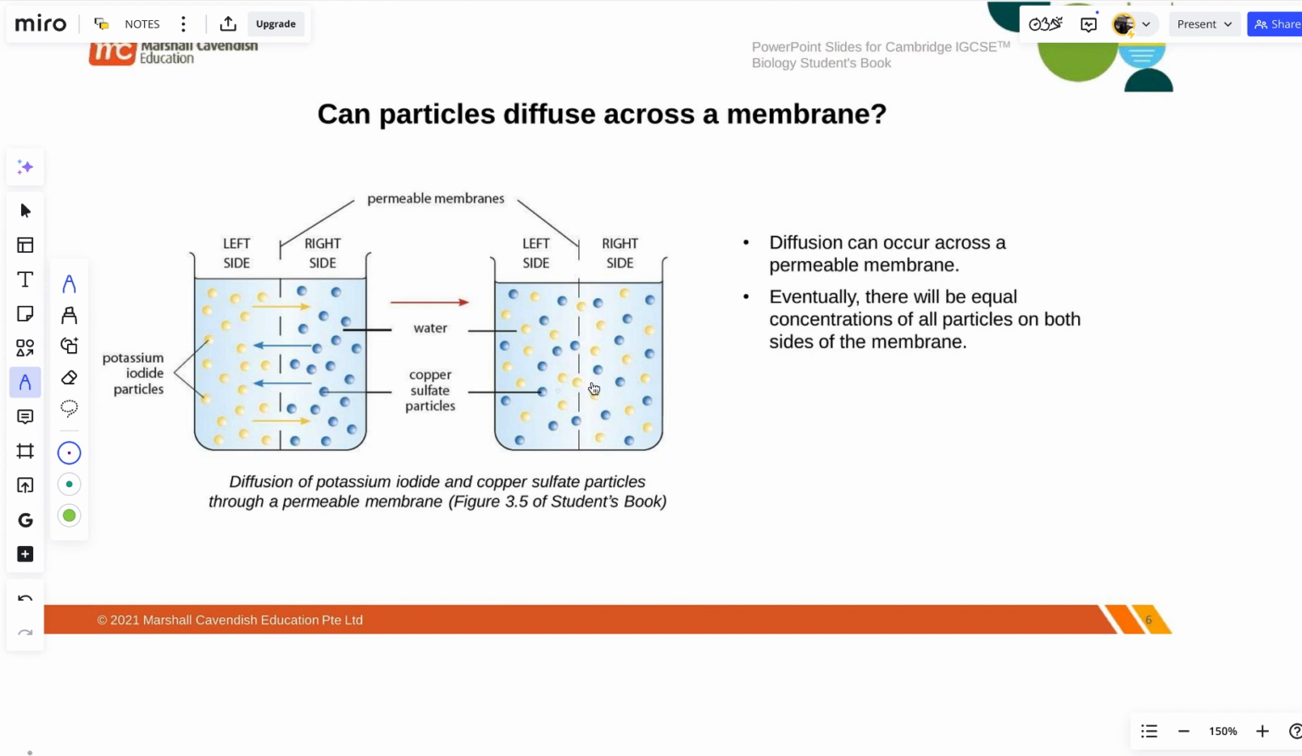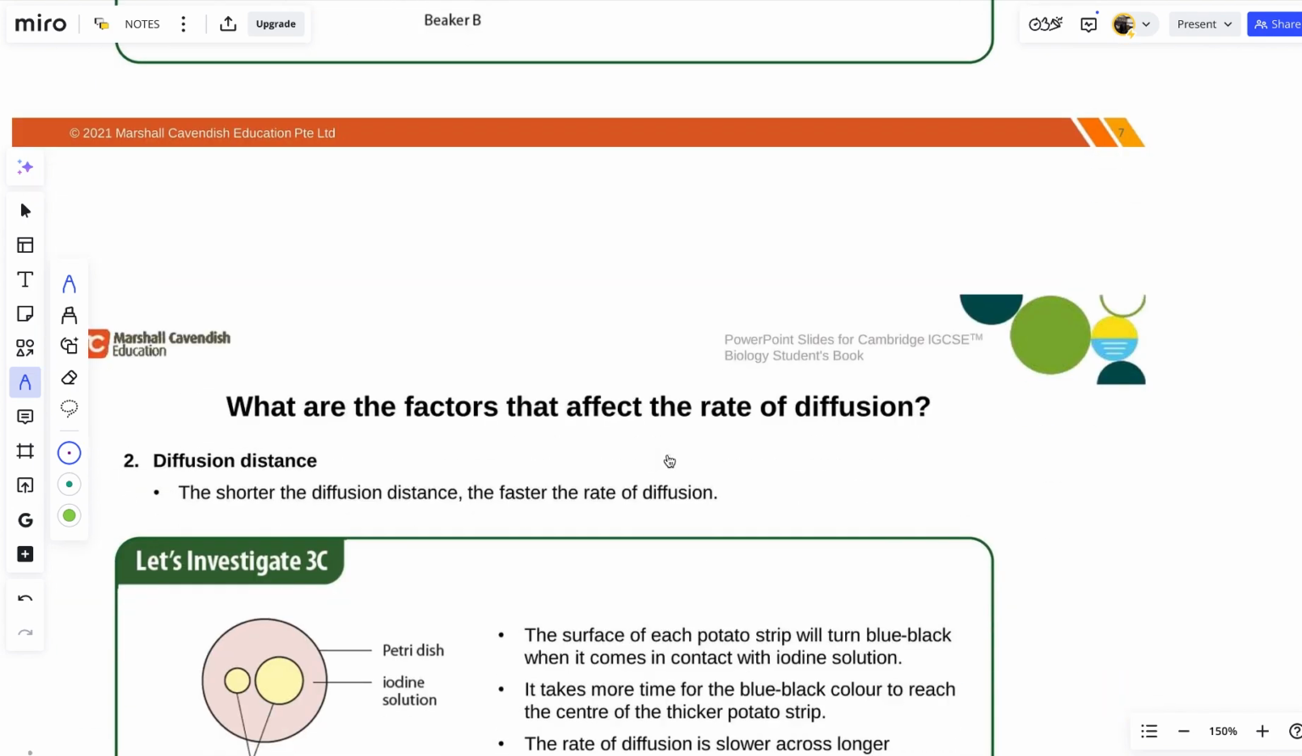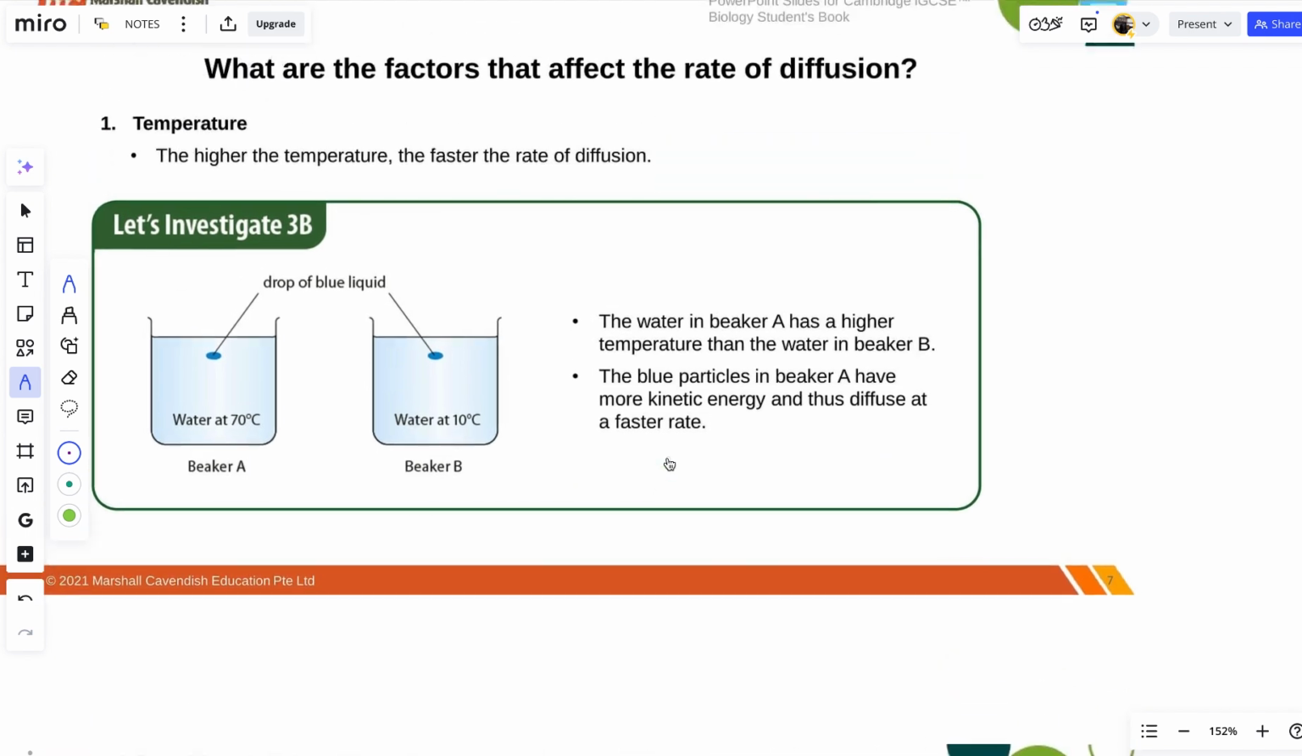A point will reach where they will mix up. They will mix up with almost equal numbers on the left and right, but a mixture of both potassium iodide and copper sulfate is what you have here. So eventually, there will be equal concentration of all particles on both sides of the membrane. If you take two substances and you create a membrane between them, that's what happens in this scenario. Now let's take a look at this one.